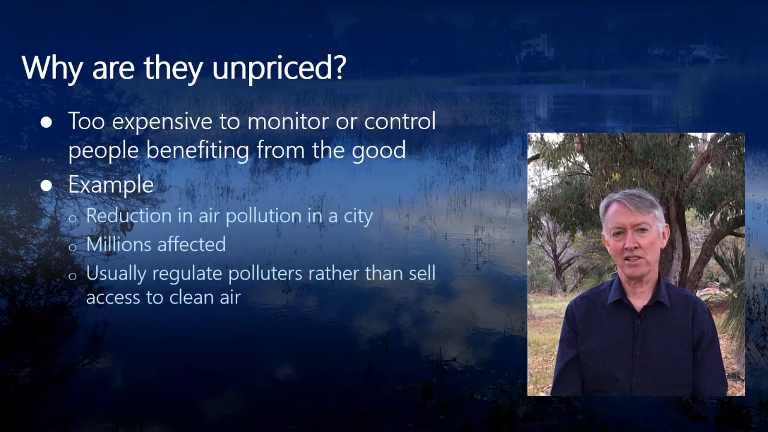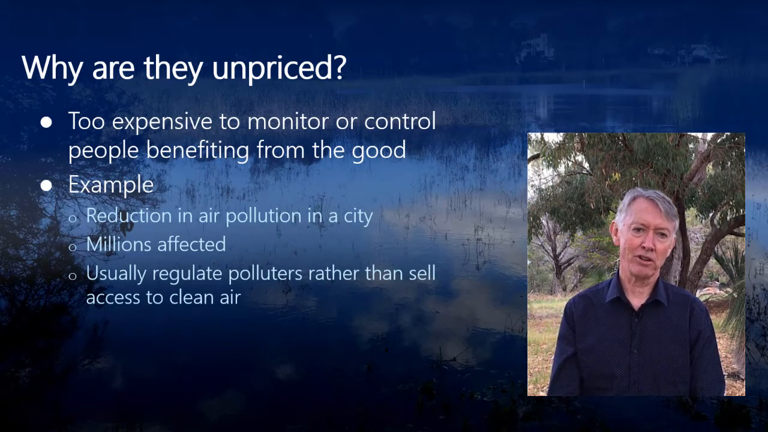A third reason is that it could be too expensive to monitor or control people from benefiting from the good. An example could be a reduction in air pollution in a city where there are millions of people who are affected, and rather than individually buy and sell rights to clean air, what governments usually do is regulate polluters to benefit everybody.